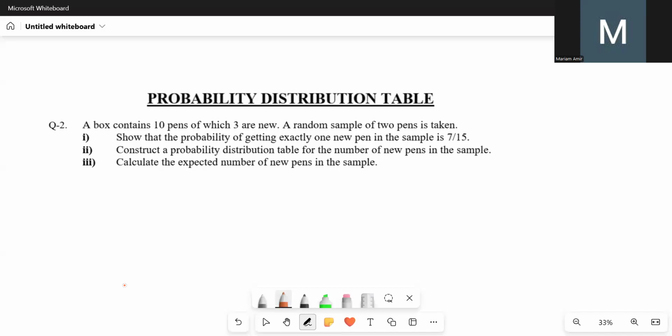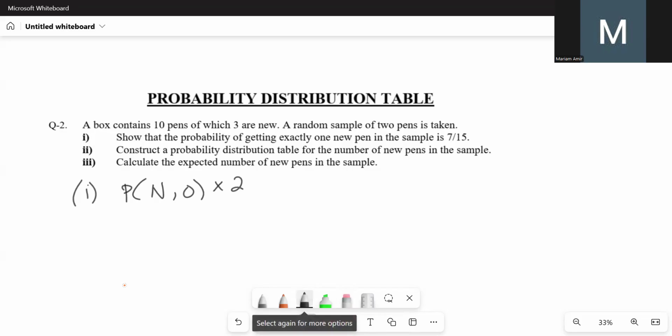Number 2, a box contains 10 pens, of which 3 are new. A random sample of 2 pens is taken. Show that the probability of getting exactly 1 new pen in the sample is 7 by 15. Okay, so if we're getting 1 new pen, that means 1 pen is new and the other pen is old. So we're finding the probability of new and old. Or it could also be that the first pen comes out to be old and the second pen comes out to be new. So that's why we will find the probability once and then double it.